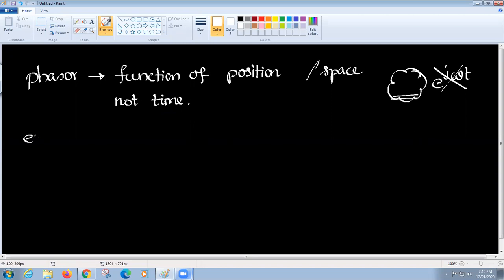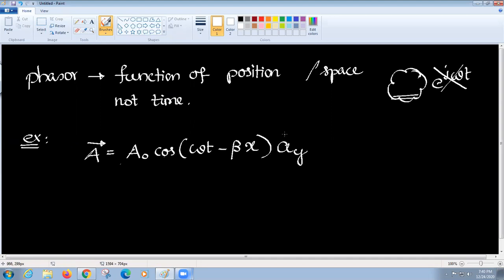Now let me take a simple example. I'll take some vector A. Vector A is given to you as A naught cos(omega t minus beta x), and this A is oscillating along the y-axis and propagating along the positive x-axis. So it is propagating along the positive x-axis but oscillating along the y-axis, or polarized in y. So A is given like this.